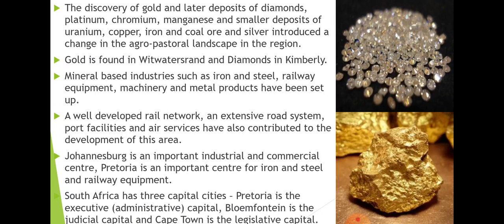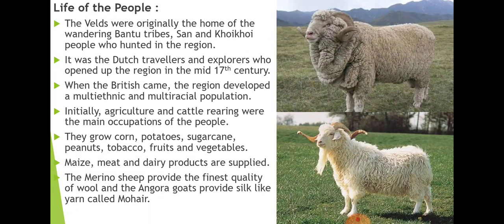Sheep are mainly reared in the drier highveld, means where the drier area is there, where the less rainfall is there. In those regions sheep are reared for wool purposes, so that they can get the wool. Merino sheep are reared in South Africa, which yield the finest quality of wool. Now you can see the picture of the merino sheep.